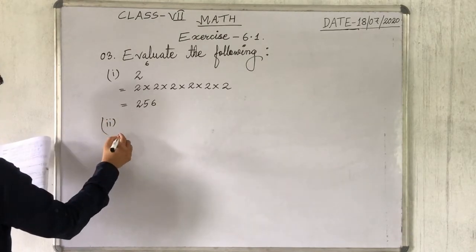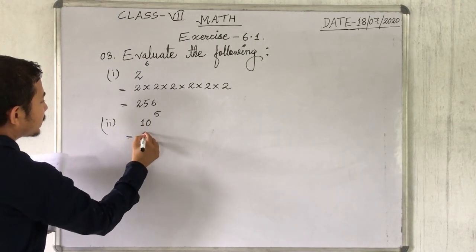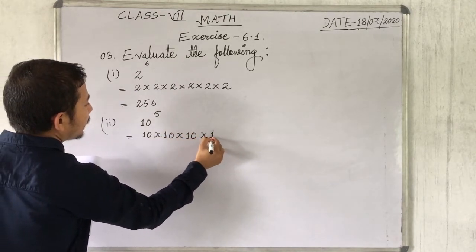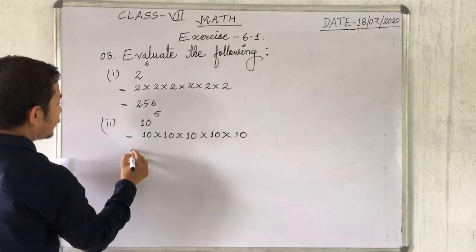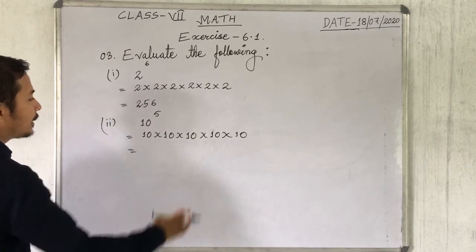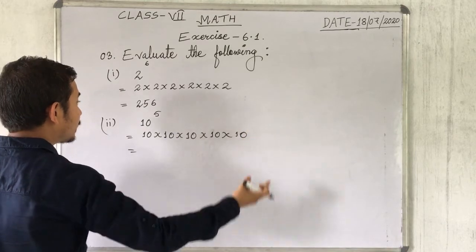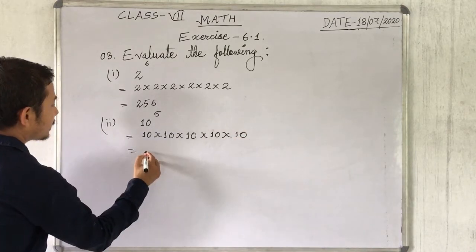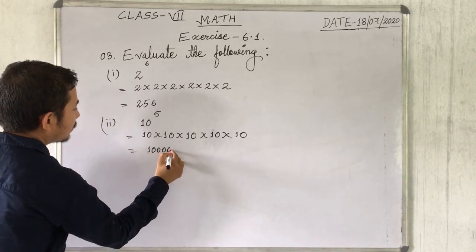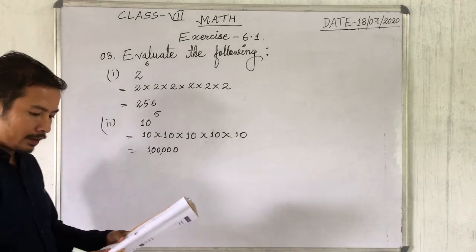In number 2 there is 10 to the power 5. So 10 to the power 5 means 5 times multiplication of 10, so we can write 10 into 10 into 10 into 10 into 10, right? So 5 tens are multiplying here. 10 times 10 is 100, 10 times 100 is 1000, 10 times 1000 is 10,000, and 10 times 10,000 is 1 lakh. So if you multiply all the tens, it will be 1 lakh. This way. It's very easy, okay? Try to understand.